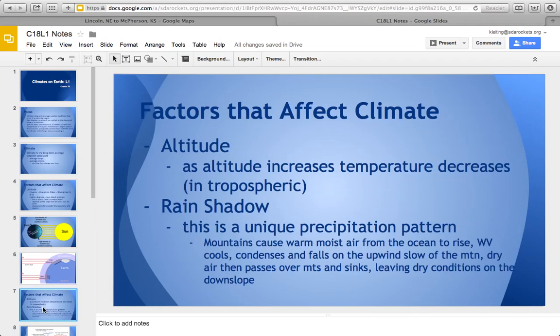More factors that affect climate. Altitude. As altitude increases, temperature decreases. This is true in the troposphere. I think that we probably should know that.